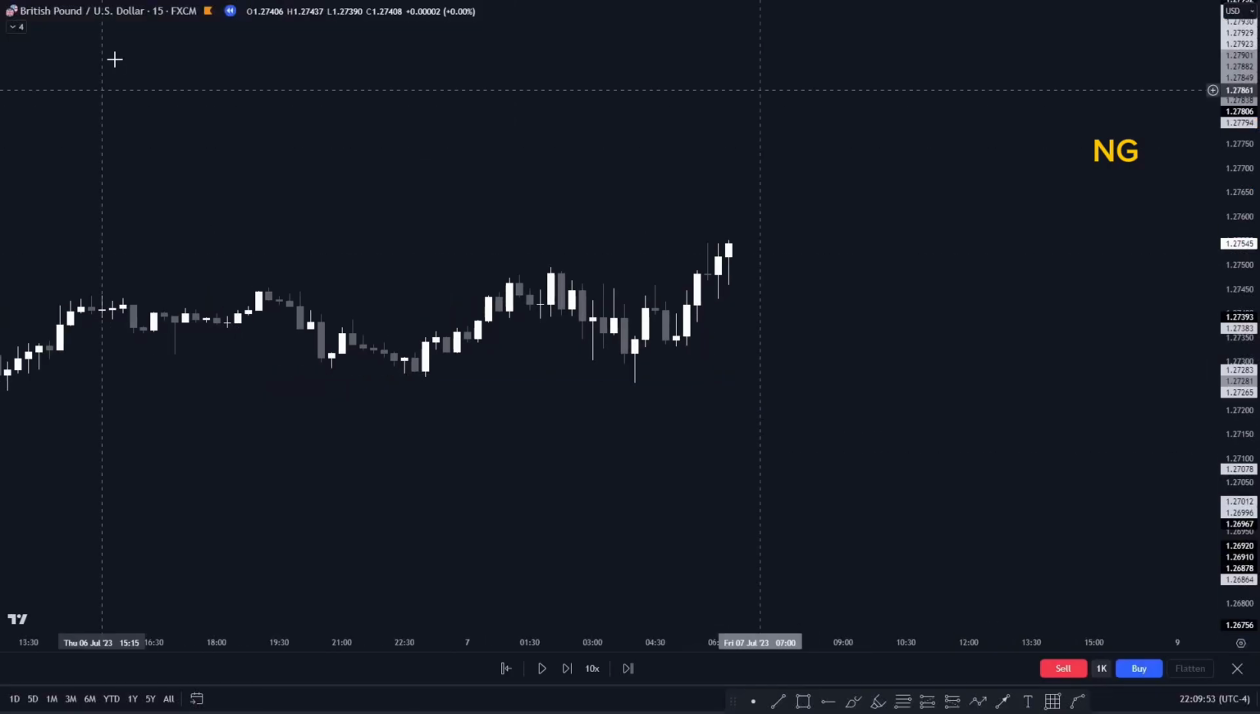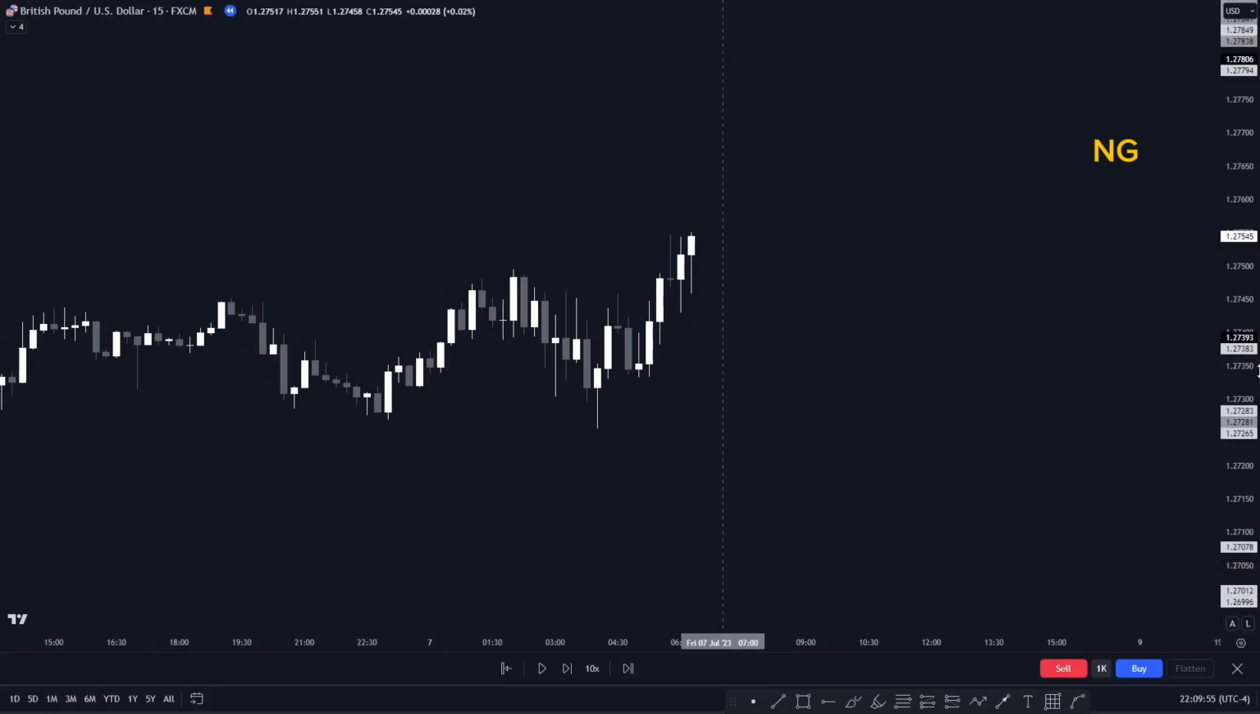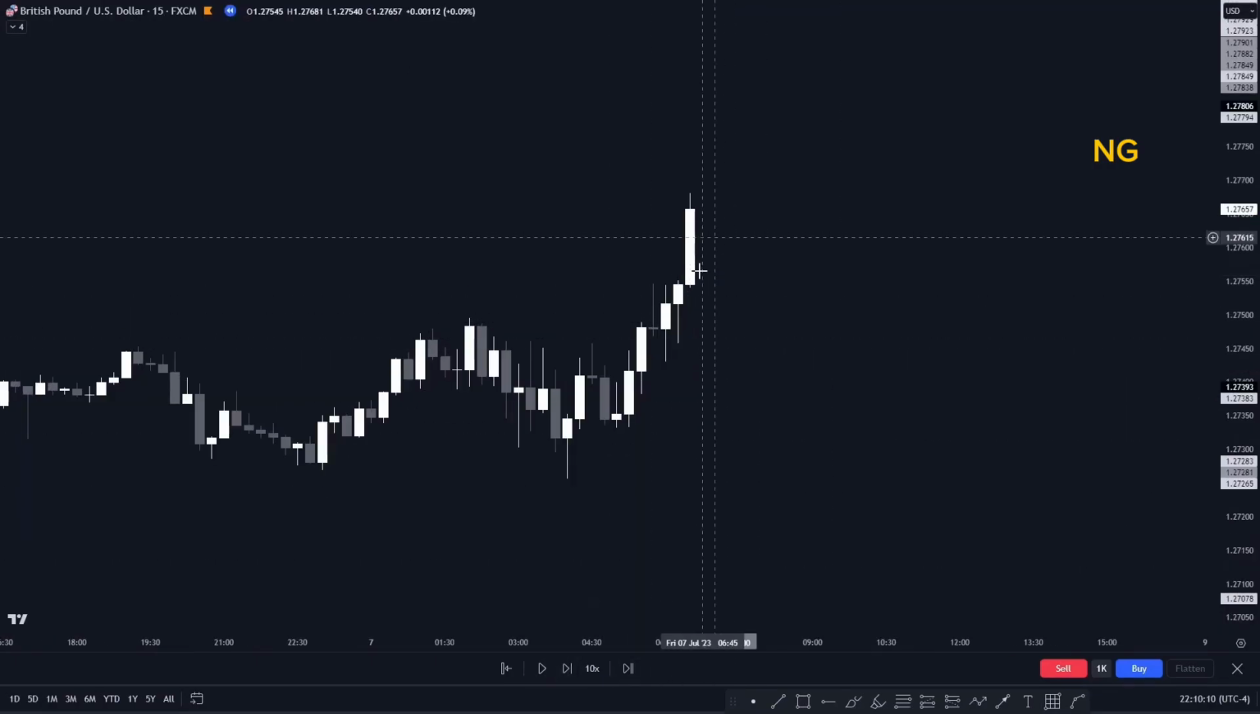Another example, and it's on pound dollar and on the New York Kill Zone. So this is 6:30. So 6:30 is right here. We don't see anything as of now. There is no clear liquidity sweep.